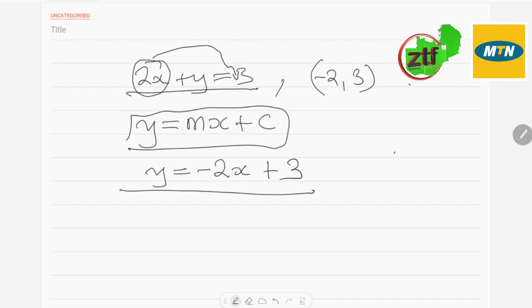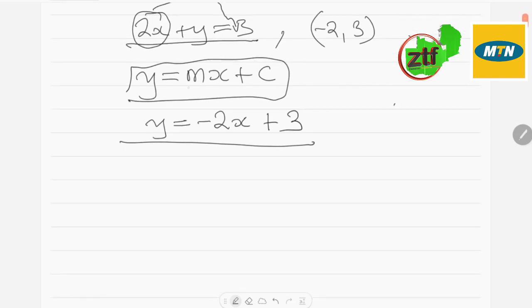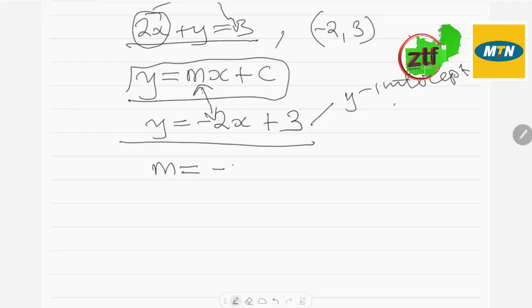So first of all, you need to know the gradient. What is the gradient of this equation? m here represents the gradient, and c represents the y-intercept. The y-intercept, as I said earlier, is simply the point at which this graph cuts the y-axis. So now, what is the gradient? The gradient is negative 2, according to that given equation.